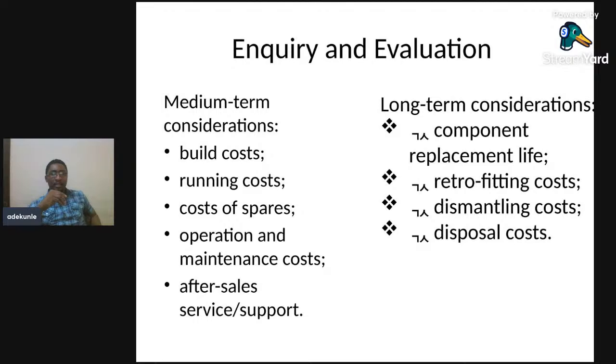Then, of course, you want to consider medium-term considerations also when you're evaluating, such as building costs, running costs, cost of spares and operation of the equipment you're bringing, and after-sales service.